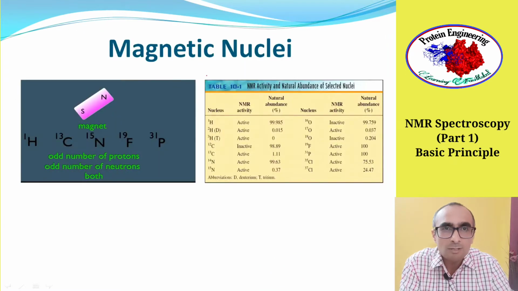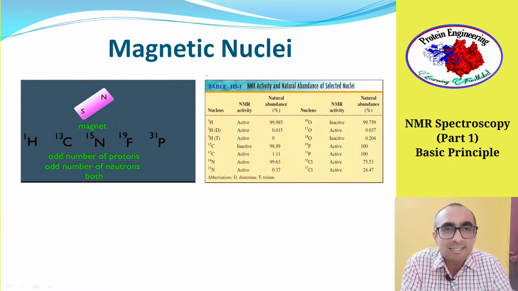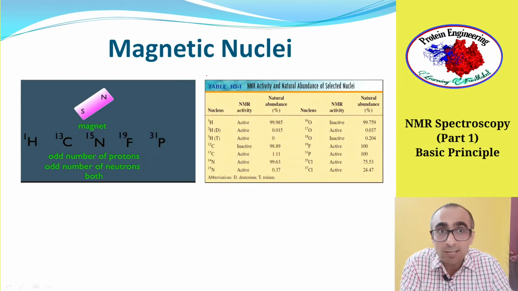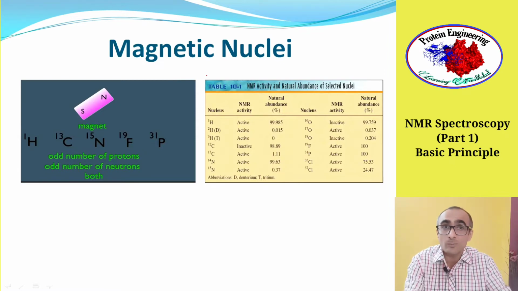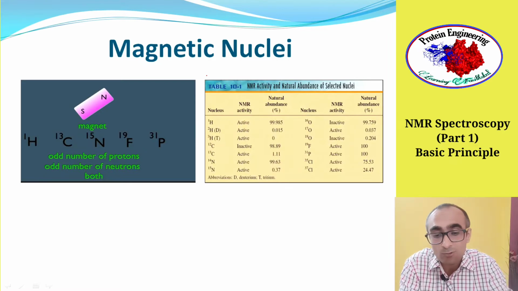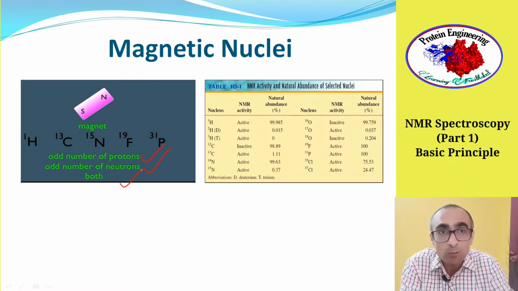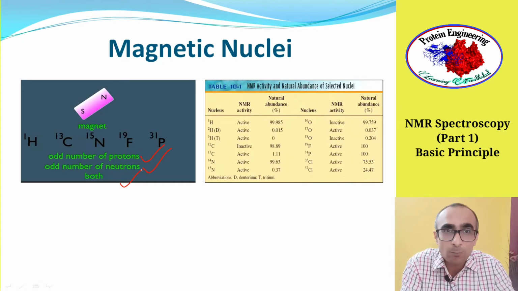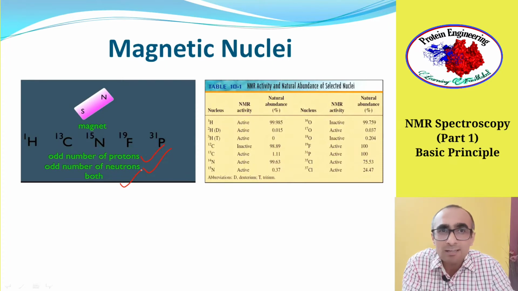And not all atoms have a magnetically active nucleus. For example, H1, the hydrogen atom, contains one proton. All the nuclei which have an odd number of protons or an odd number of neutrons, or both, have a resultant spin, and those behave like a magnet. And those nuclei are detected in NMR spectroscopy. So H1 is naturally abundant and magnetically active. The natural abundance is 99.985%.